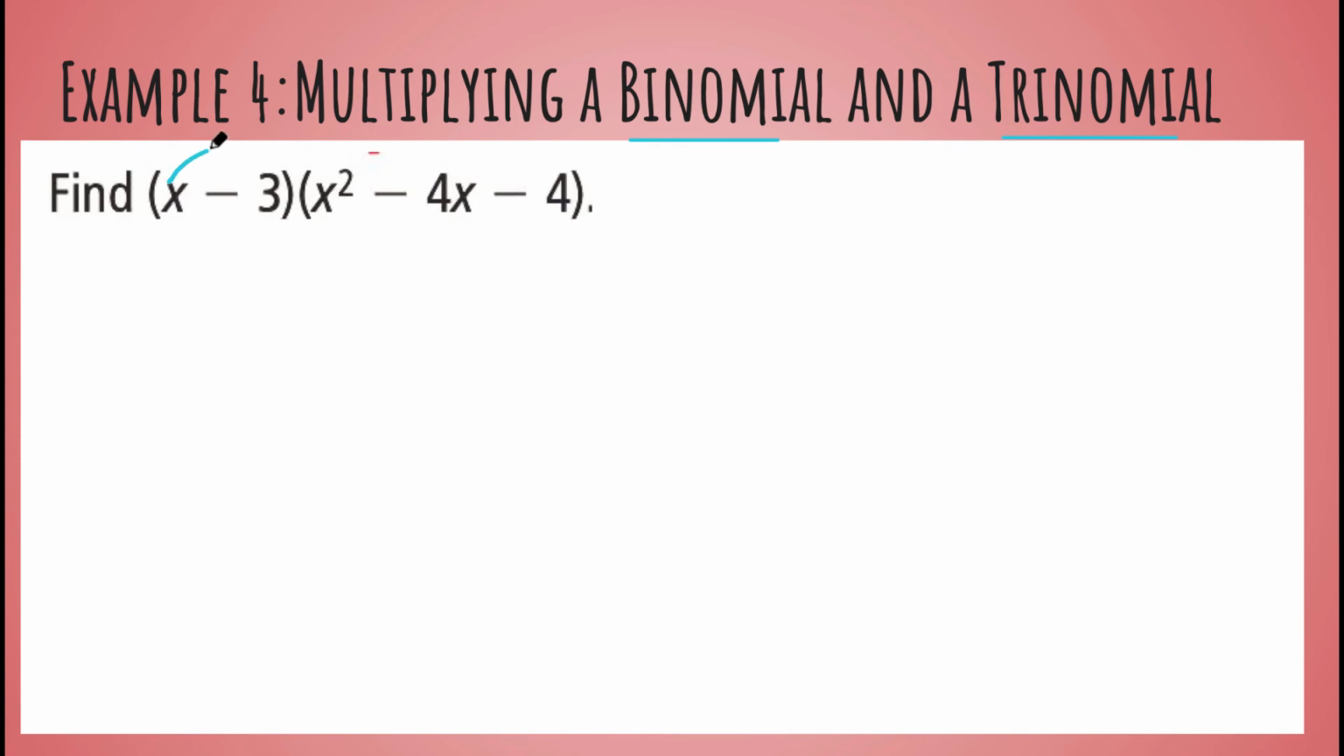I'm going to distribute x to the x squared, to the first term here. So I'm going to write out each step. So this is x times x squared. And then I'm adding x times negative 4x. And then I'm adding x times negative 4.